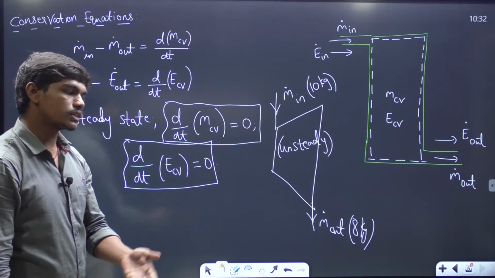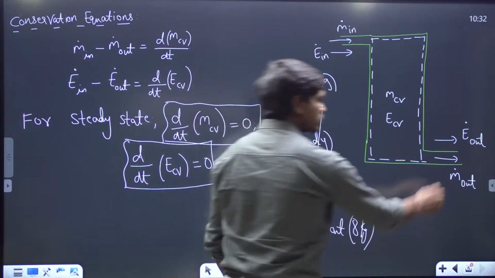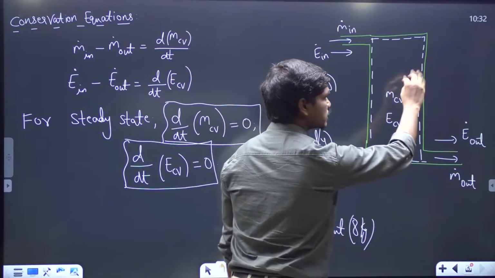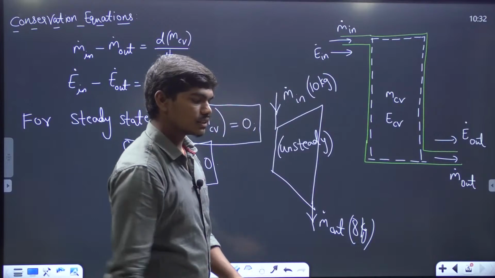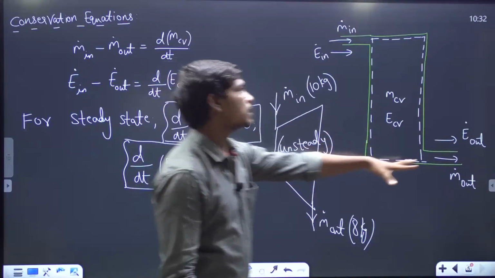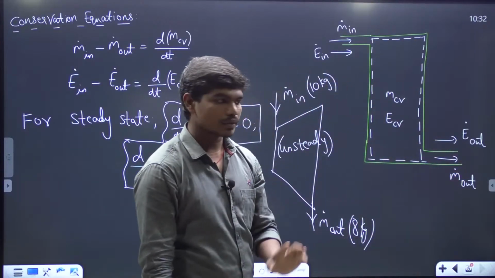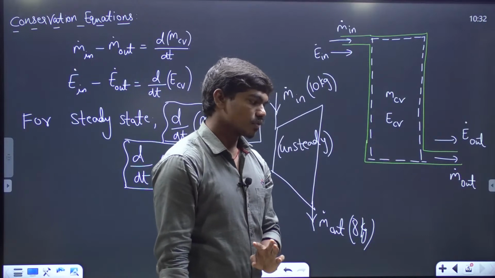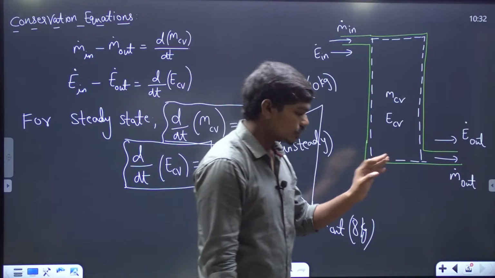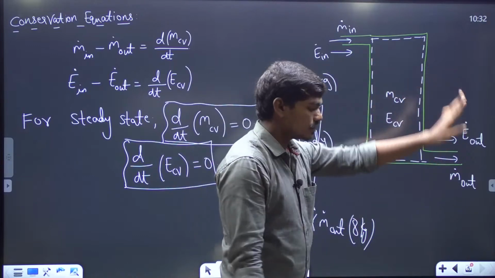Yes, whatever energy is coming in, that is going out. I told you clearly, energy need not go out through mass only. There can be some heat interactions, some work interactions that can take place. So I told you the total energy out means total from outside this boundary. It's not only from this particular outlet. Heat loss means energy loss need not be only through this outlet. It can be from any of this boundary.